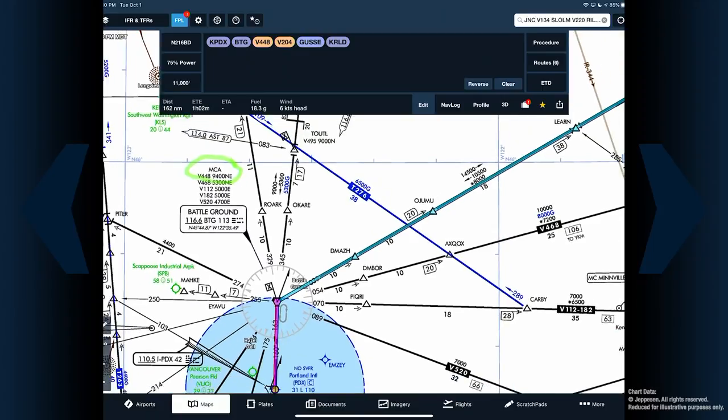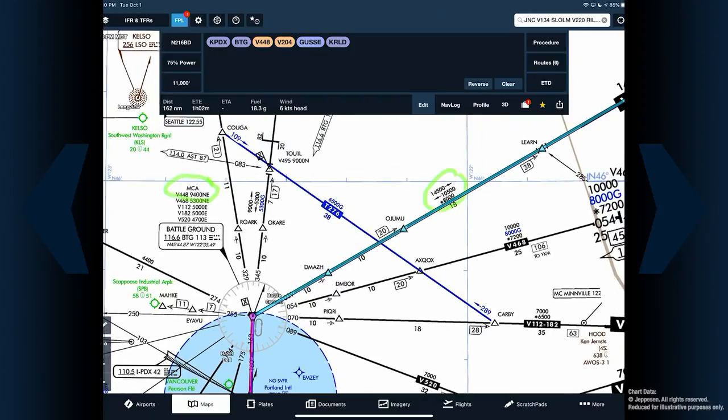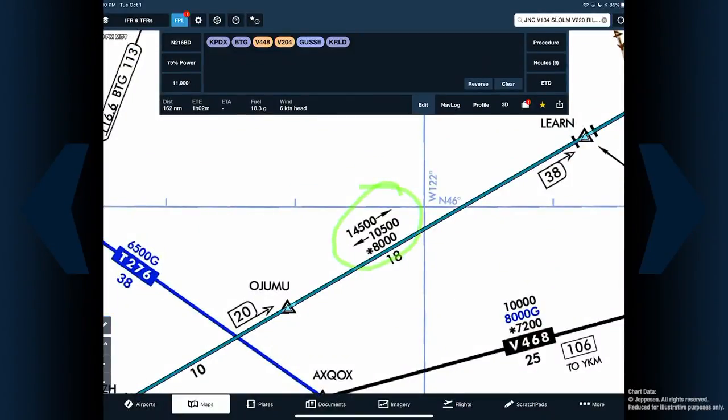And if you look at Victor 448, you'll notice we have several fixes. You can see the minimum enroute altitude shown right here. There's actually two. If you're going northeast, it's 14,500 feet. If you're going southwest, it's 10,500 feet with an 8,000 foot minimum obstruction clearance altitude.